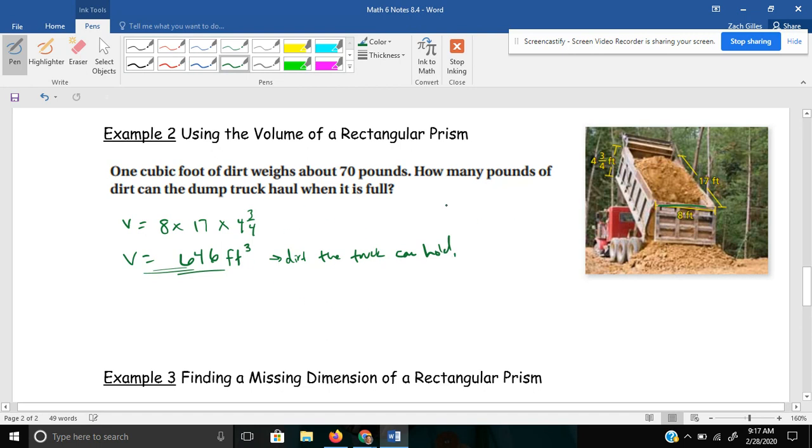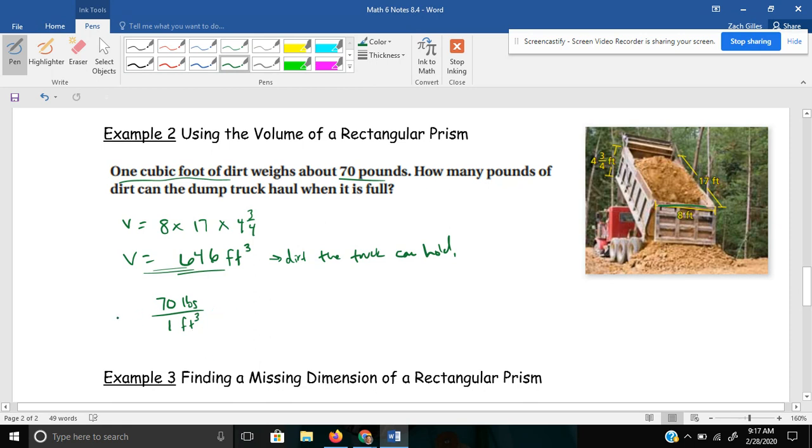But the question doesn't want to know that. It wants to know how many pounds of dirt can it haul. Well, we know that 1 cubic foot weighs 70 pounds. Okay, let me just write that out. 70 pounds, which I'm going to abbreviate LBS, is 1 cubic foot.